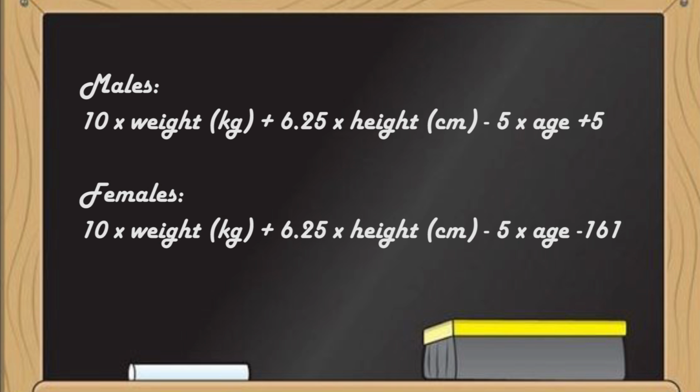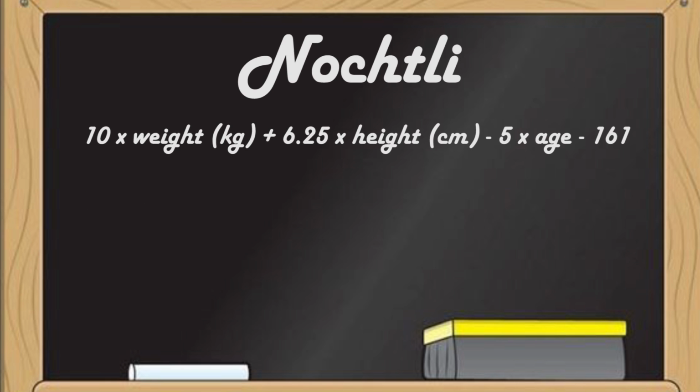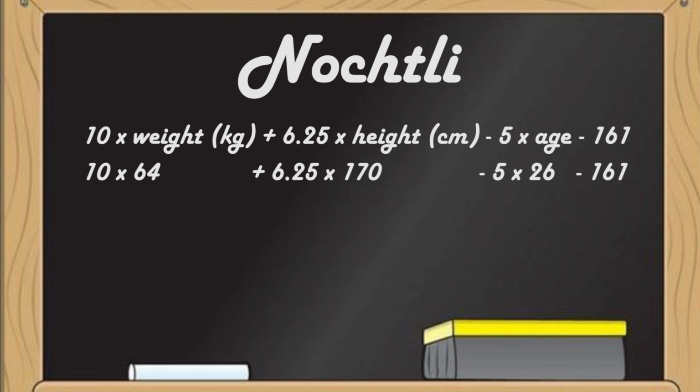Alright guys, we are going to start off with the two formulas right here. As you can see, there is one for men and one for women, so make sure to pick the right one. I picked the female one, of course, obviously, and I'm going to fill in my own information. As you can see, I weigh 64 kilos, I'm 170 centimeters tall, and my age is 26.